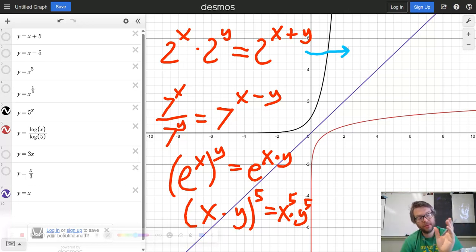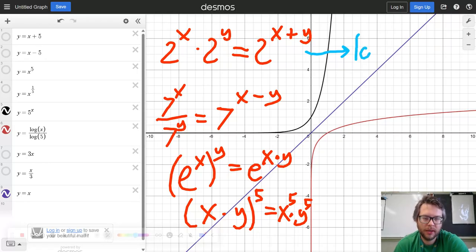Okay. This one, what we're going to do is remember this inverse idea. What does an inverse do? It switches the x's and the y's. It switches the inside of the function and the outside of the function. Switches inputs and outputs. So I'm going to write this same rule in terms of logarithms.